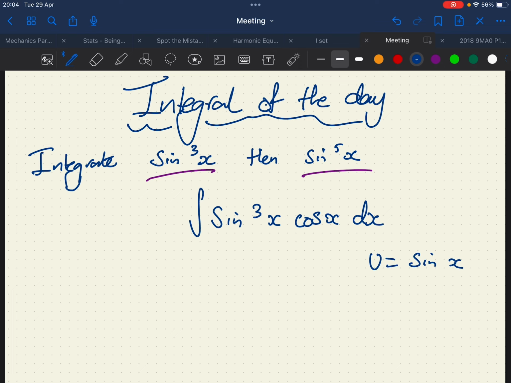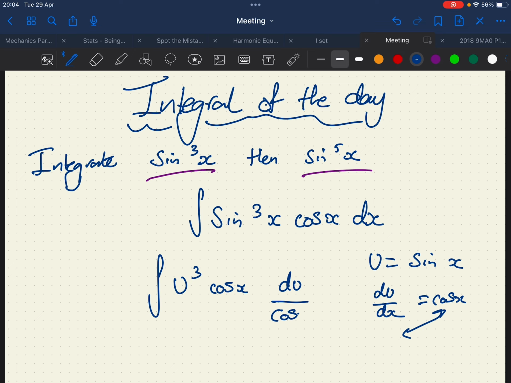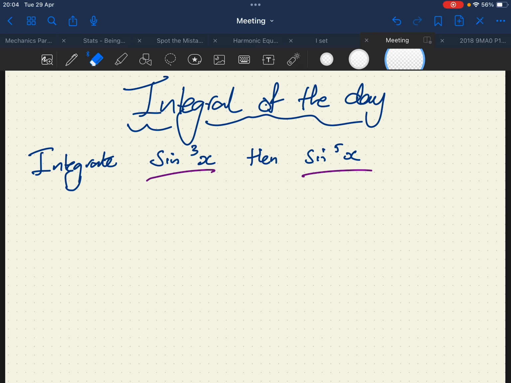If here you make sine x u, du dx equals cos x, and what you can do is say, well, that's u cubed, cos x, dx. When you swap these bits around, you'll find that you get a result like this, and it actually simplifies quite nicely. So if you can get just a single sine or a single cos on the outside on its own, the question would be much, much nicer than it looks. The problem is that we don't have that here. So we need to make that happen.